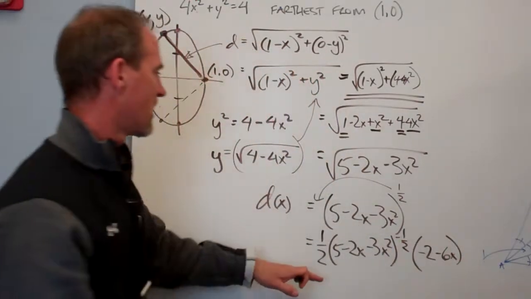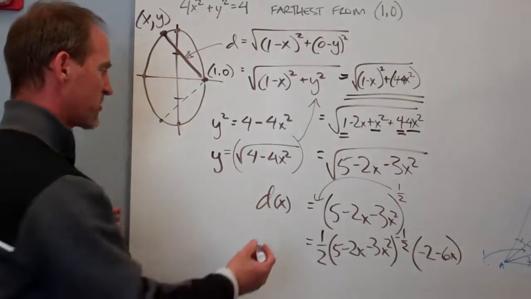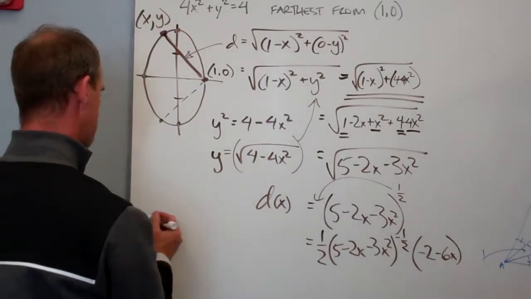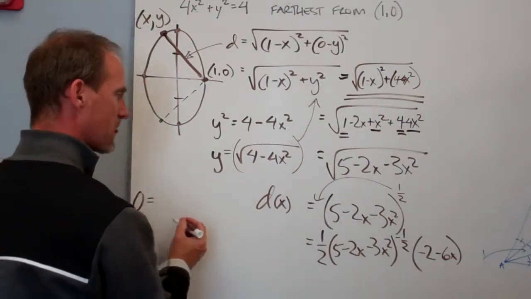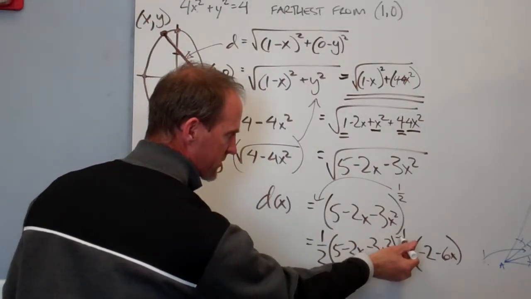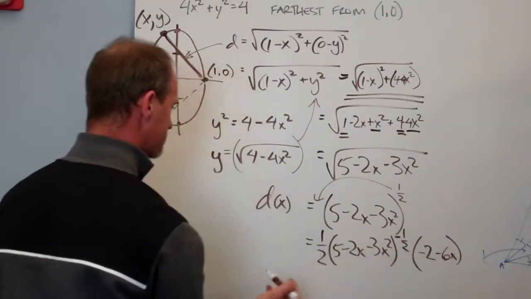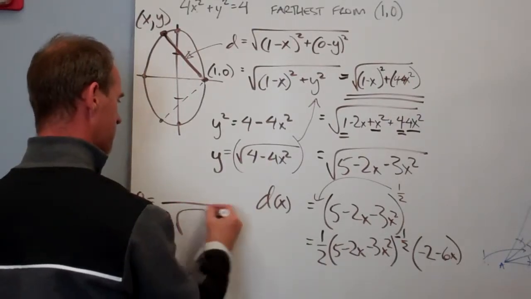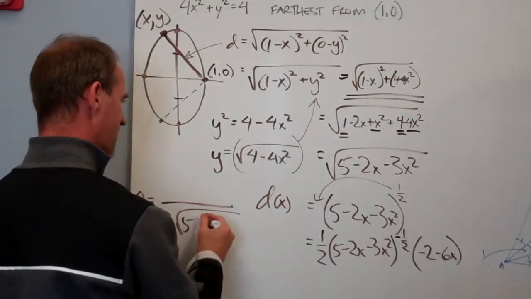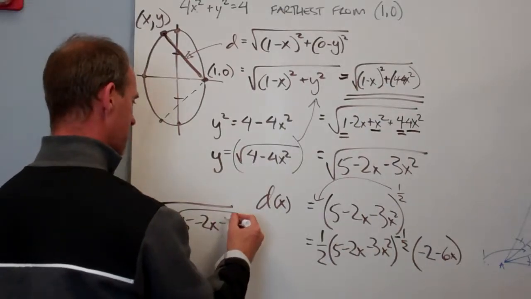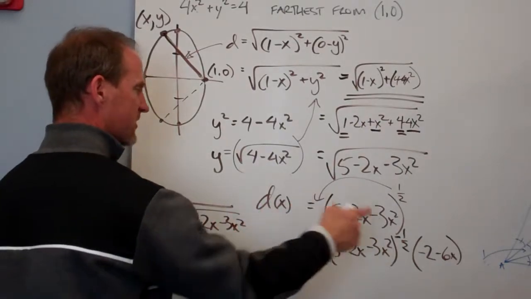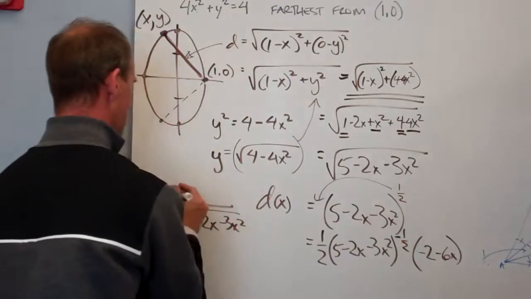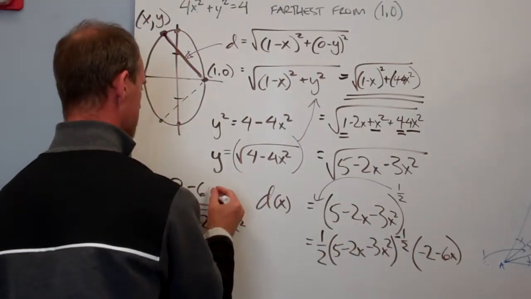Okay? That's my derivative. I'm going to work this way because I'm running out of whiteboard, but I want to set this equal to 0. And this is a minus, so that goes in the denominator. The 1/2 gives me a radical. So I'm going to say 2 in the denominator, then radical 5 minus 2x minus 3x squared. In the numerator goes minus 2 minus 6x.